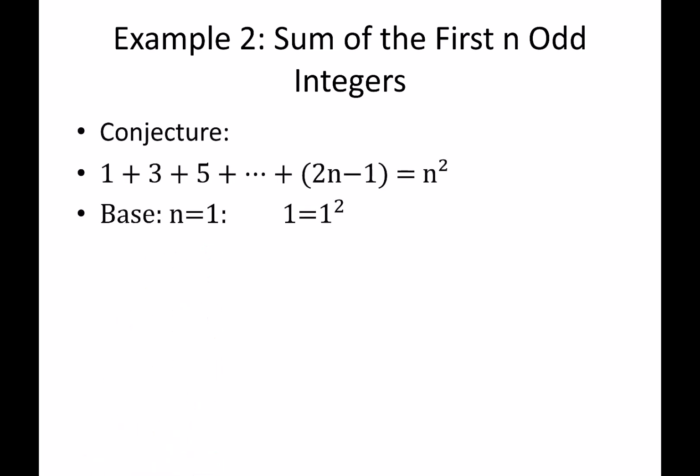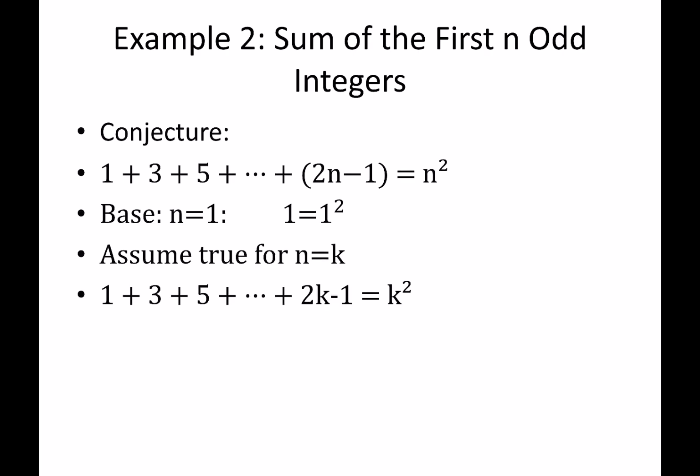Our base case starts with n equals 1. So on the left we have 1, and on the right we have 1 squared. So we move on to our induction step, which says we're going to assume this is true for n equal to k. That means 1 plus 3 plus 5 all the way up to 2k minus 1 would be equal to k squared. We need to prove this for k plus 1.